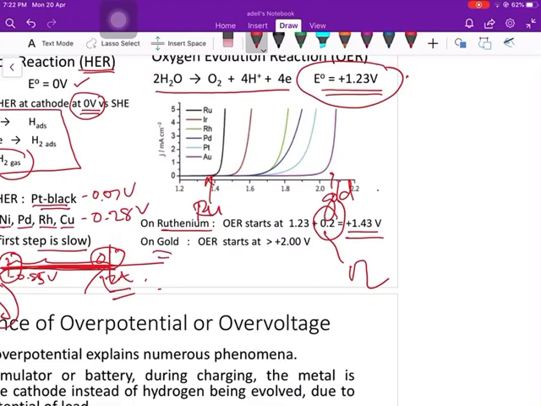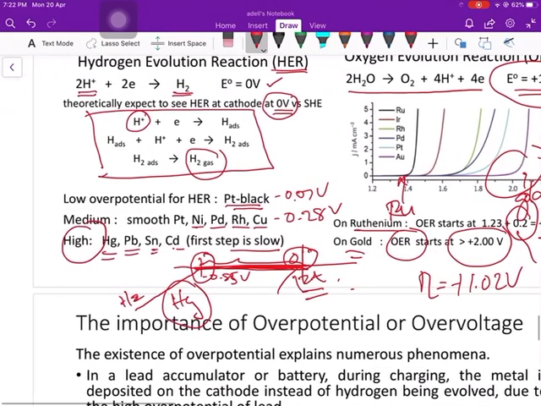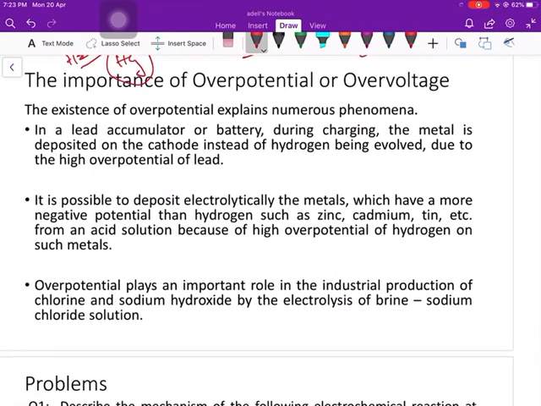But on gold, oxygen evolution will occur at more than 2 volt, because the overpotential on gold is 1.02 volt. So you must add 1.02 volt to find the new voltage where the oxygen will form on gold, for example. So what is the importance of this phenomenon of overpotential or overvoltage?